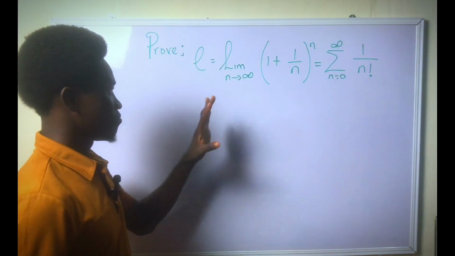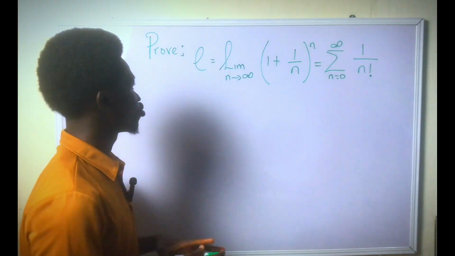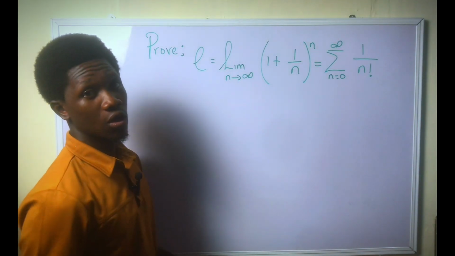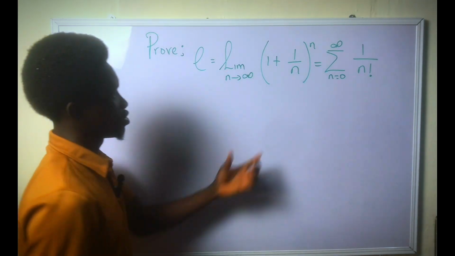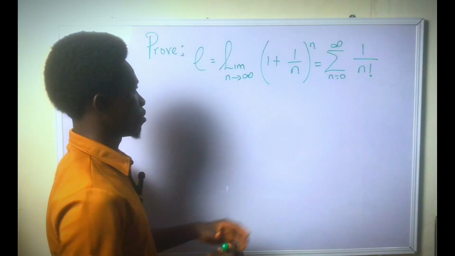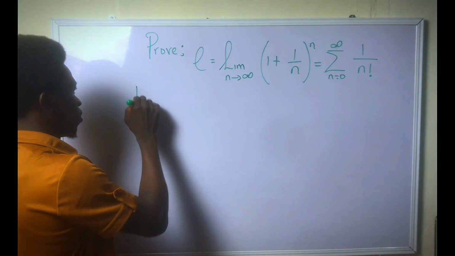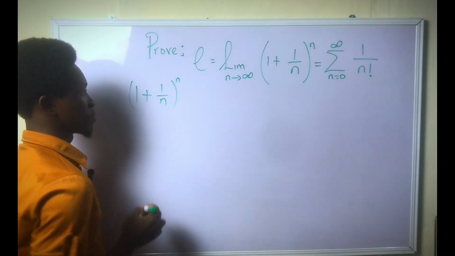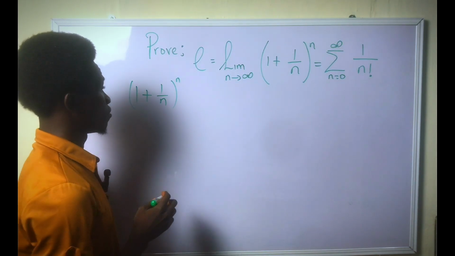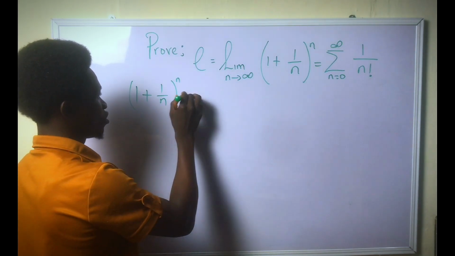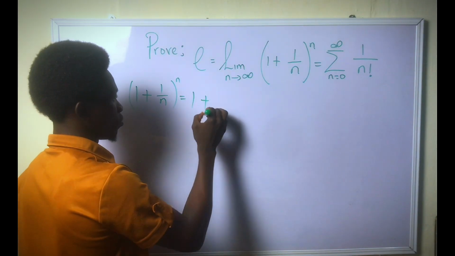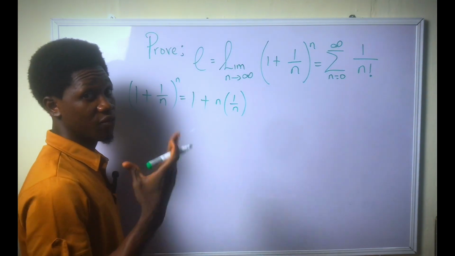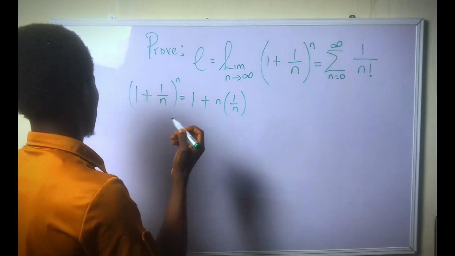All right, so we've got an interesting equation here, and we want to show that this expression is equal to Euler's constant. So what we want to do is to first consider this particular one. So if I should say 1 plus 1 over n to the power of n, I want to make use of my binomial. All right, so using my binomial, this will be equal to 1 plus n into 1 over n using the knowledge of binomial expansion. What do I mean by binomial expansion?